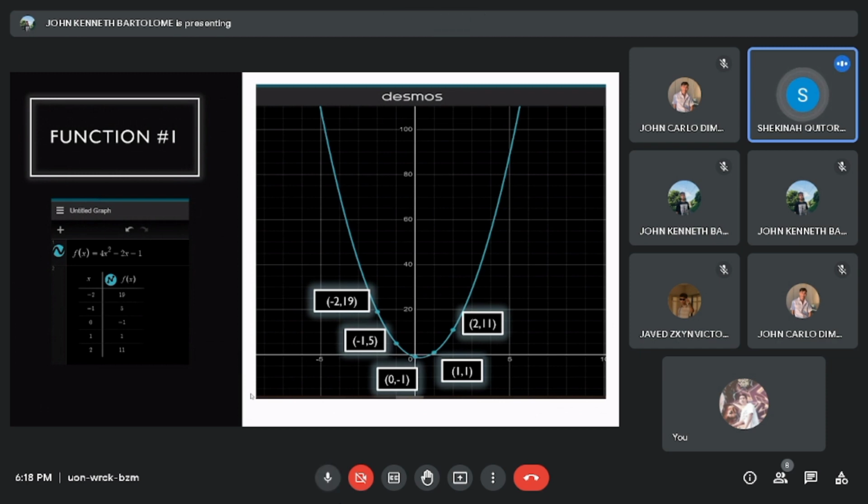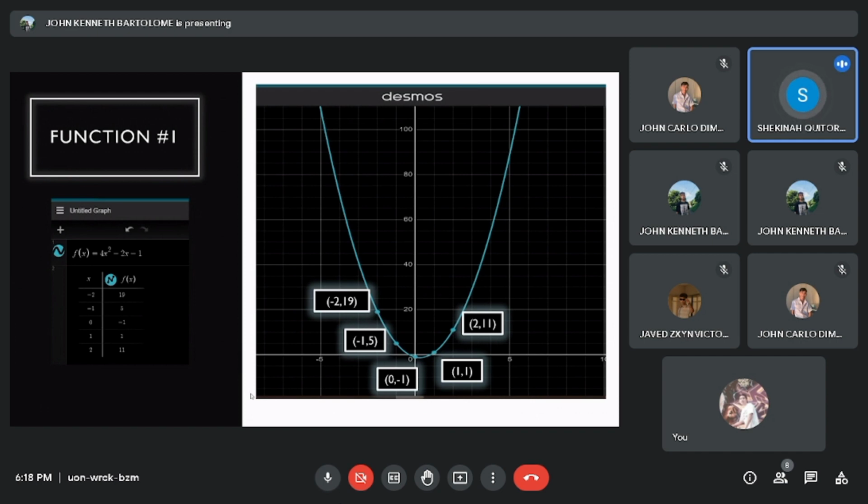After that, we will substitute the value of x para makuha natin yung y, which is negative 2, negative 1, 0, 1, and 2. Then, to plot this point, yung first given coordinate ay negative 2 and 19. So, yung x coordinate ay yung negative 2. So, titingin ka sa x-axis kung nasaan yung negative 2.